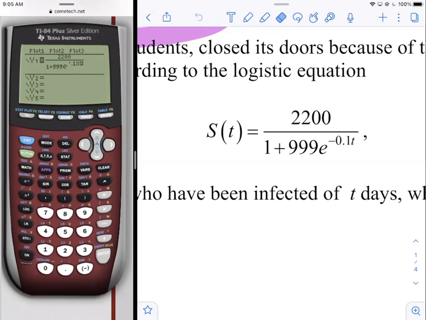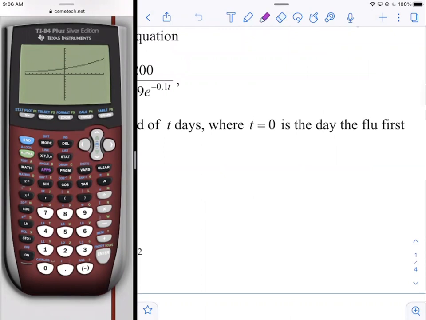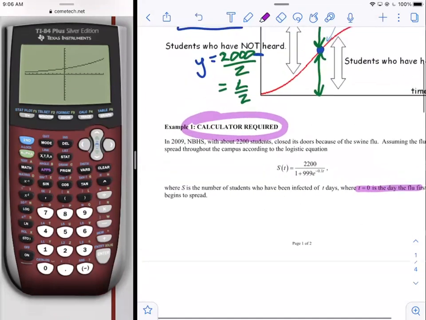All right. Now, again, we talked about this yesterday. If you hit zoom 6, the domain of this function is going to be all real numbers. Every logistic function has a domain of all real numbers, but we're using it as a model to help us figure out how many students are affected. So it says down here that T equals zero is the first day that the flu was diagnosed. So for our relevant domain, we're going to look at values of T that start at zero and go to the right. So we don't care about that tail.